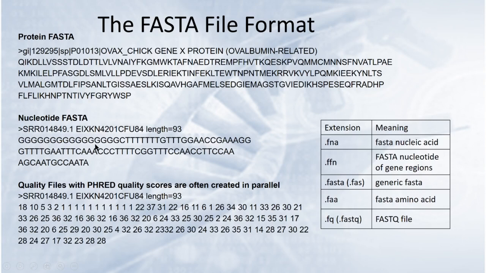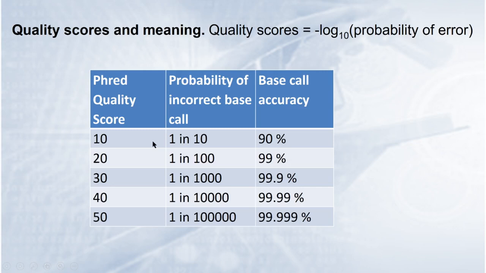Every single nucleotide in this nucleotide FASTA has a corresponding numeric score, which are the Phred quality scores, and tell us something about the probability that when that T is actually a T and not an A, G, or a C. And so the numeric value of those, the Phred quality score, is meant to give you some sense of the probability that that base is correct or incorrect.